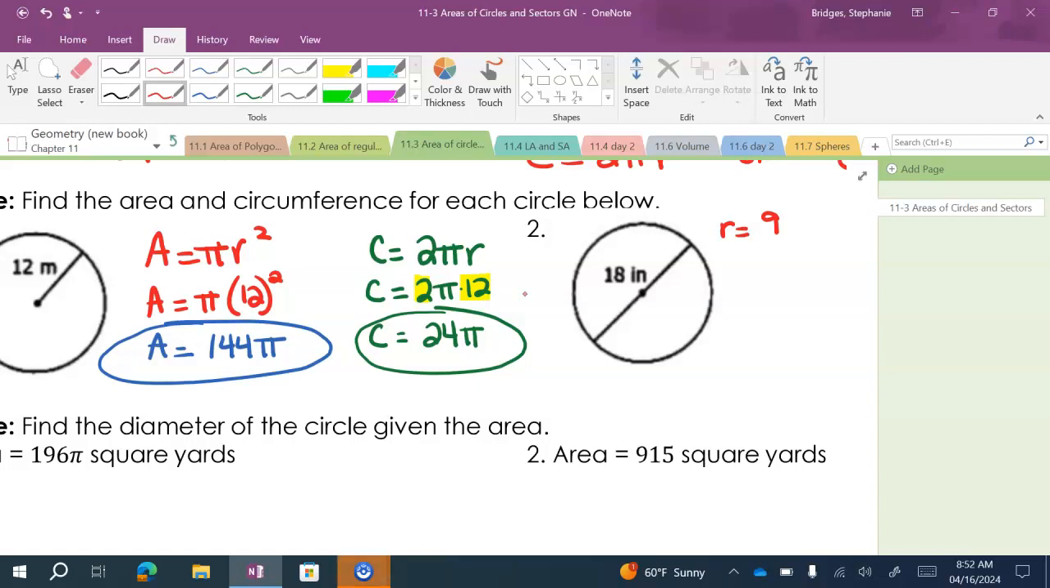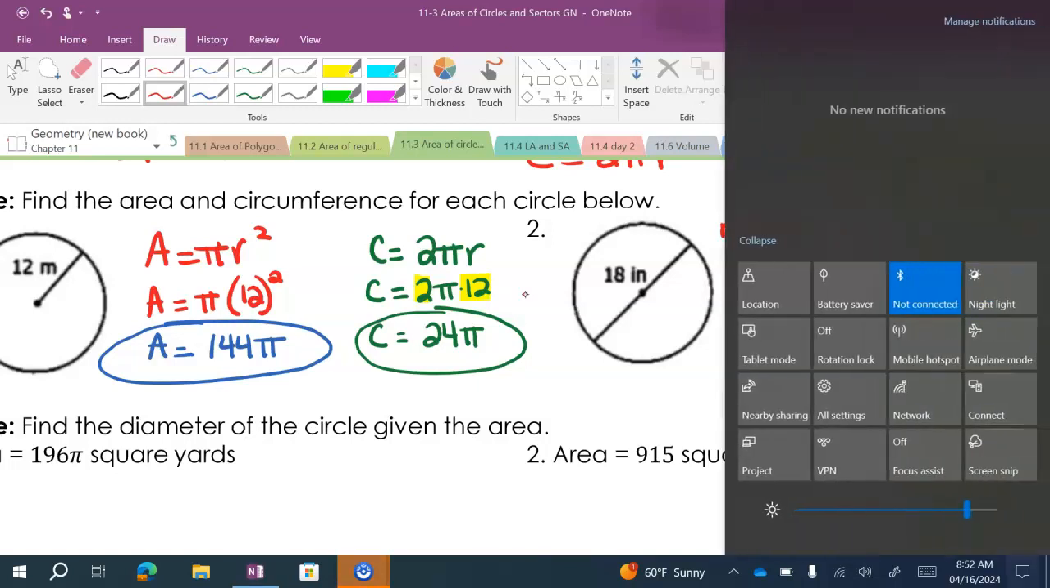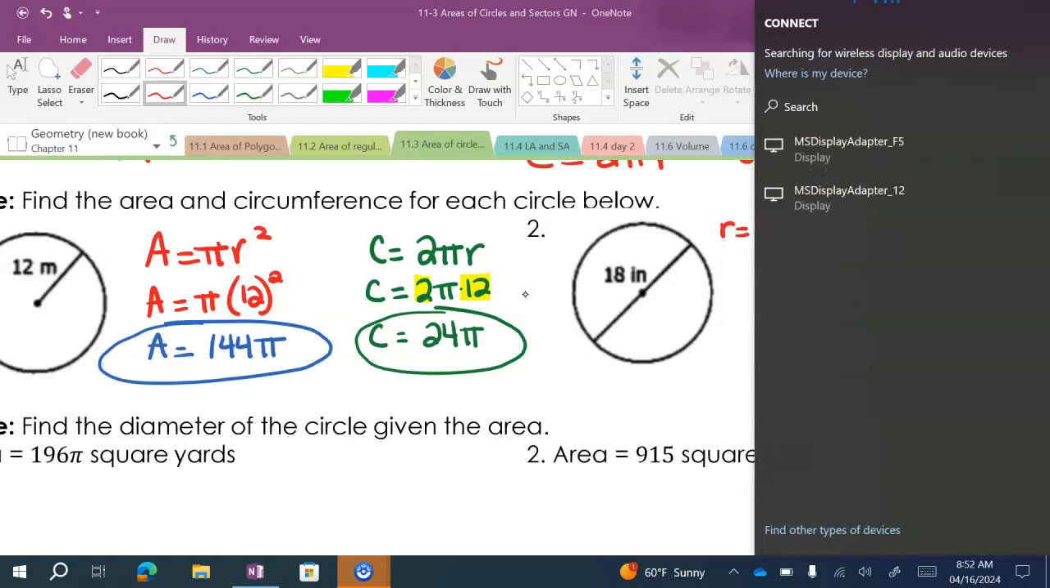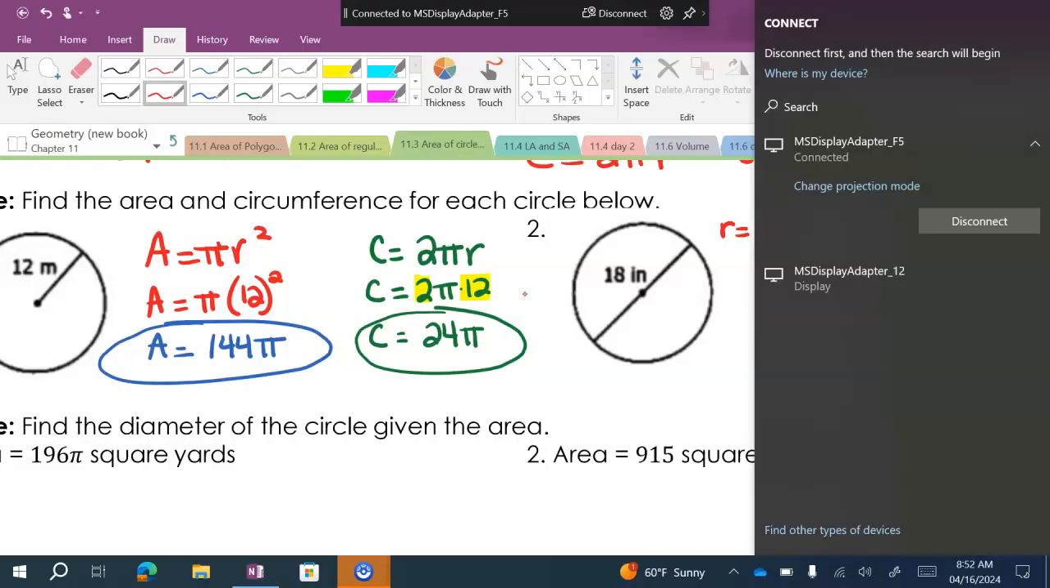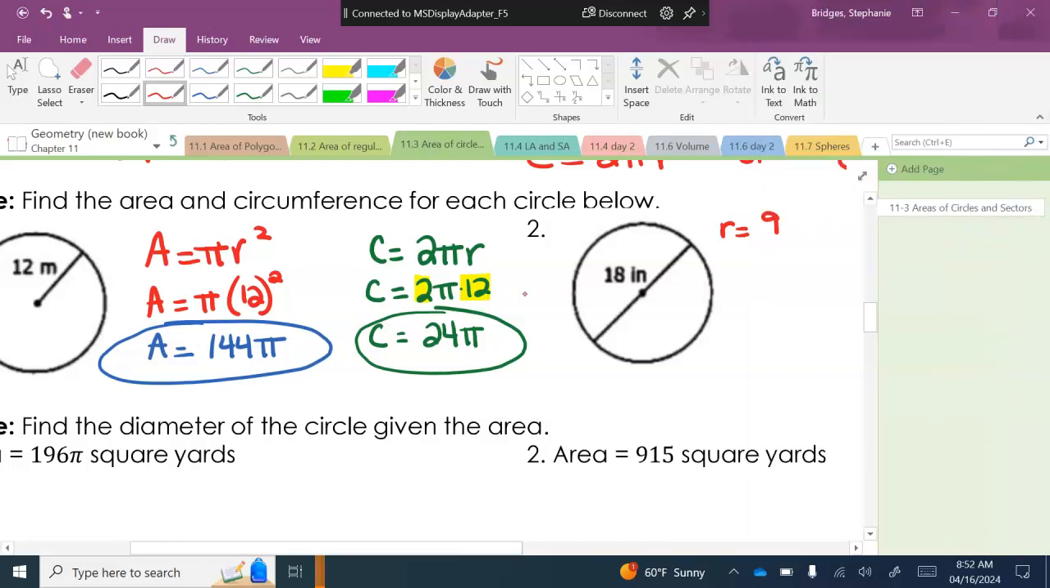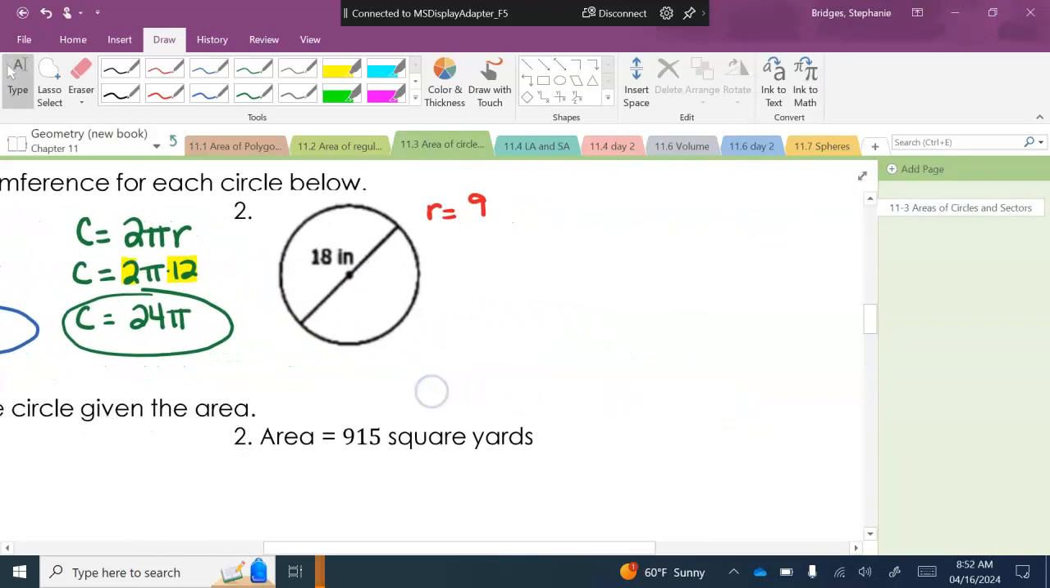Once you find your area, go ahead and find your circumference. In this case, you can either use the radius or the diameter and use either circumference formula. That is up to you.